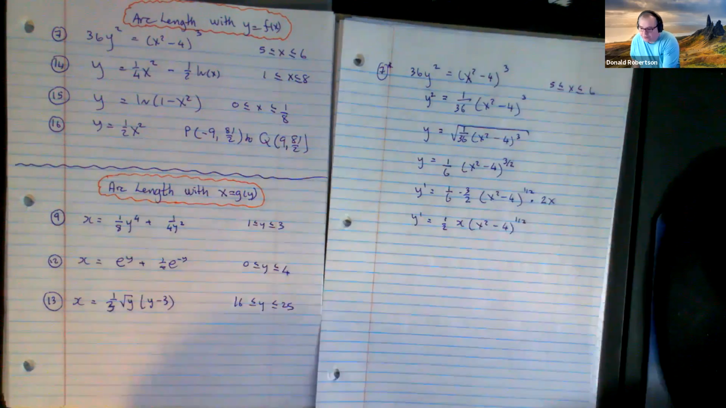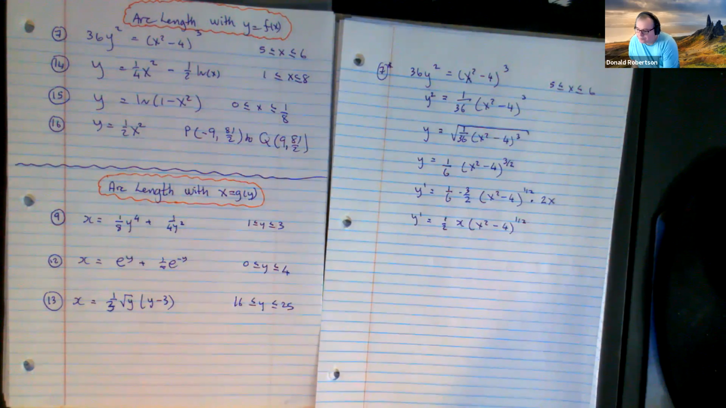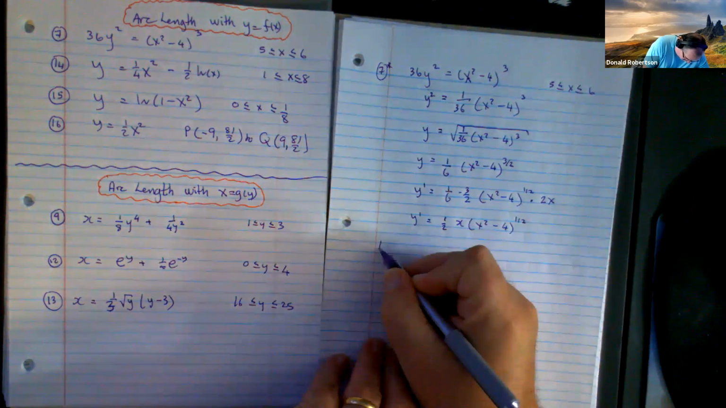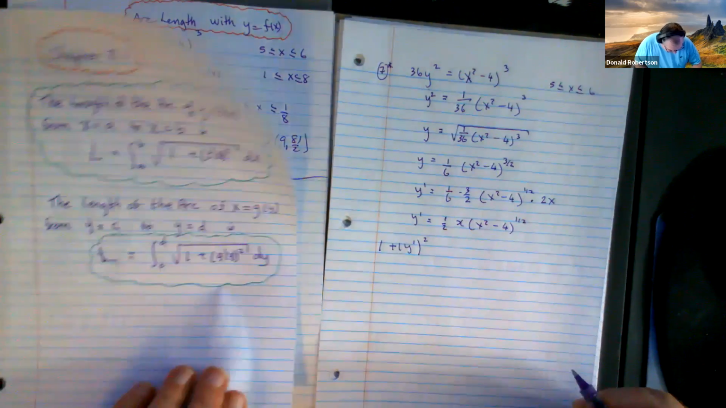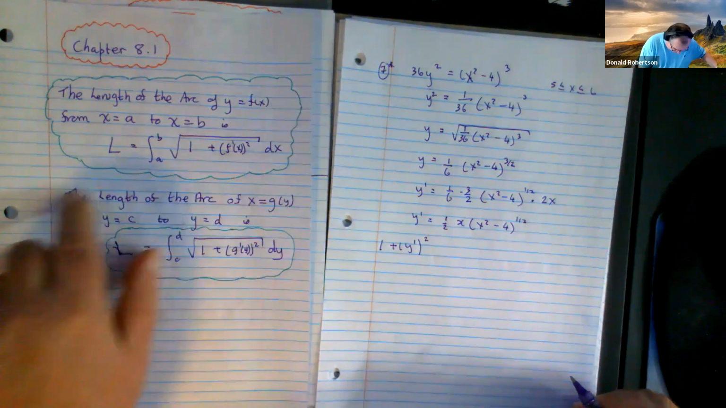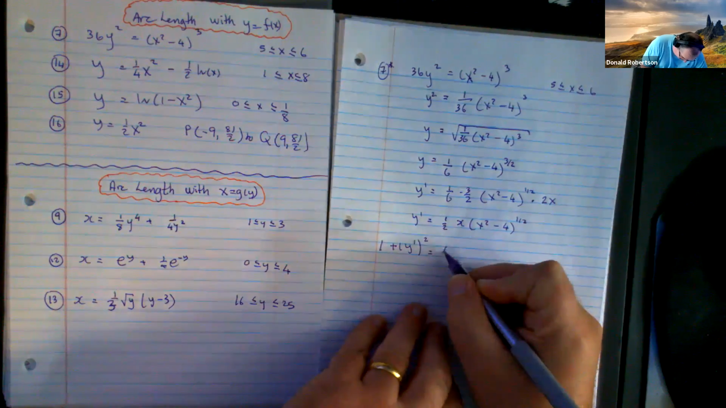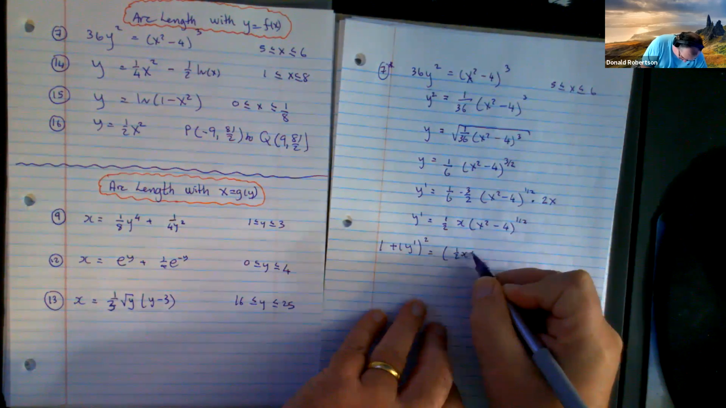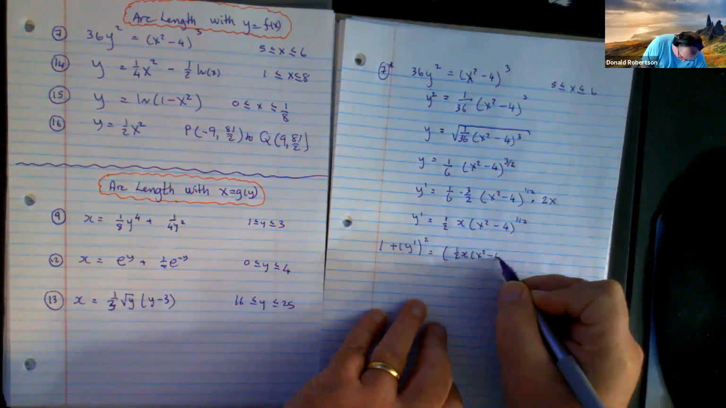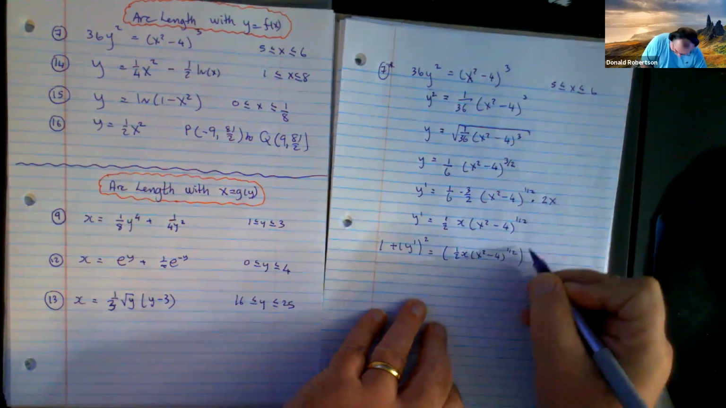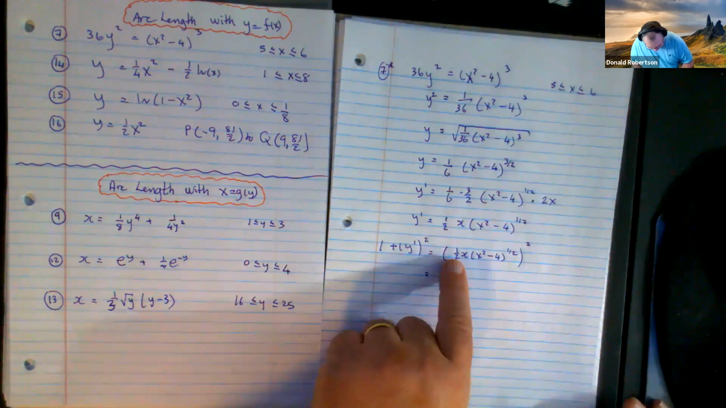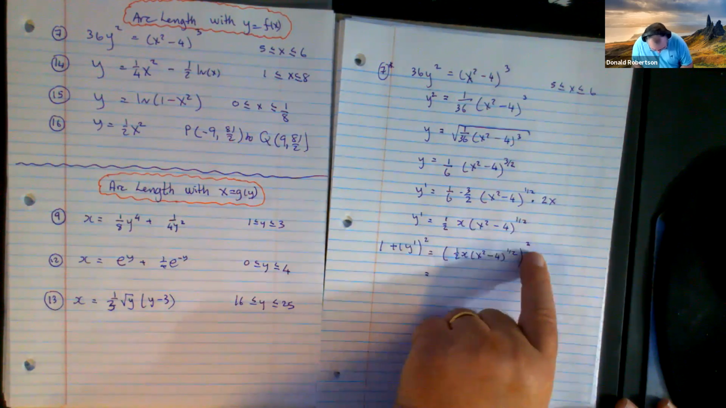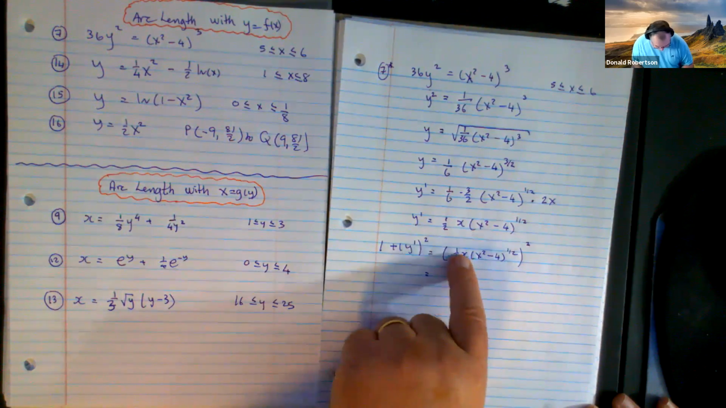Are we good so far now? Right, differentiated, made it look a bit prettier. 1 plus the derivative squared. That's essentially going to be this bit in here, right? Well, you take the 1/2 x, x squared take away 4 to the 1/2, and you square it. And if you have things that are multiplied together being squared, you can square each one separately.